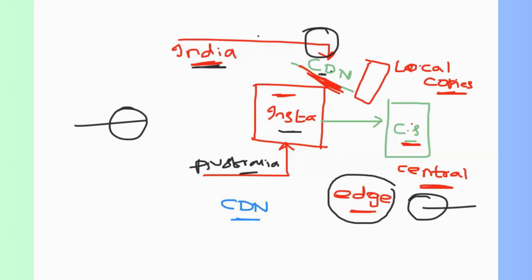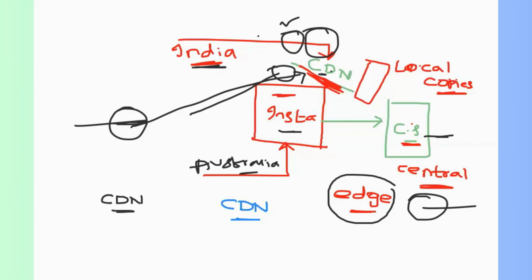CDN will say, okay, I have a copy for you in the India region itself. Instead of going through the central server, you can access it from here. If a person in the US is trying to access it, then CDN will say, you don't have to go to the central storage system, I have a copy for you in the US, in the Europe region itself. So you can download, access, and watch the videos or reels from the local region itself. That way CDN solves the problem by keeping multiple local copies.